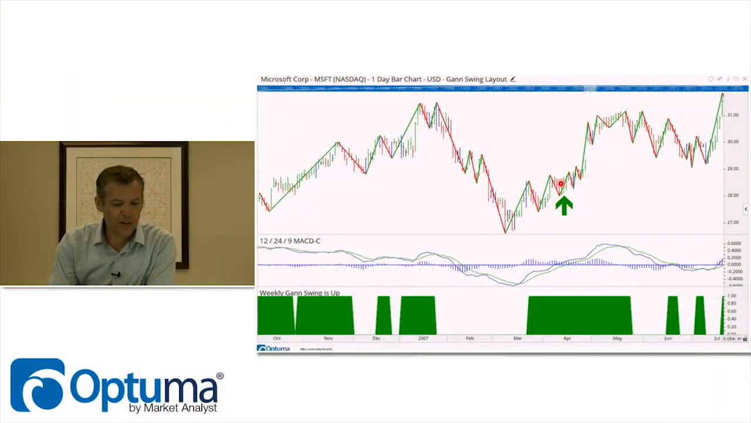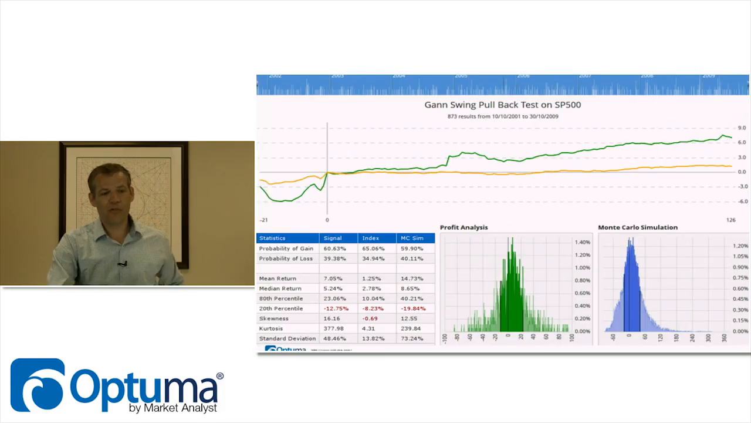Here's the example of the signal that we're using. We want the MACD to be rising in this case, and we also want the weekly swing to be up. So this plot down here is just showing me the times where my weekly swing is up, and I can use all of that to build this signal. And then let's jump in and have a look at those results.